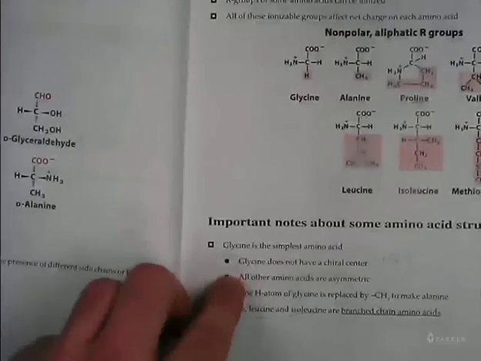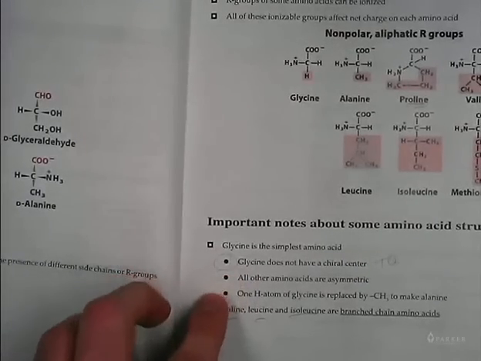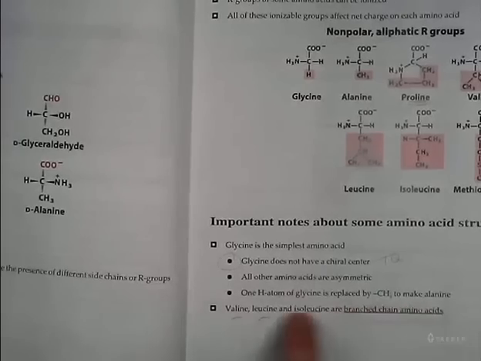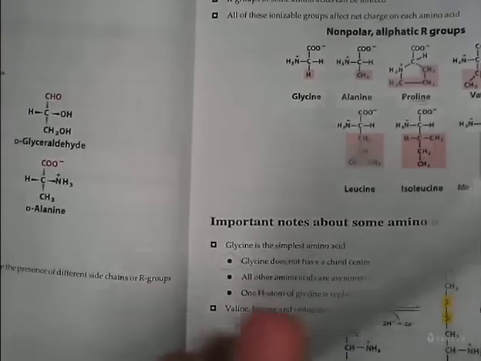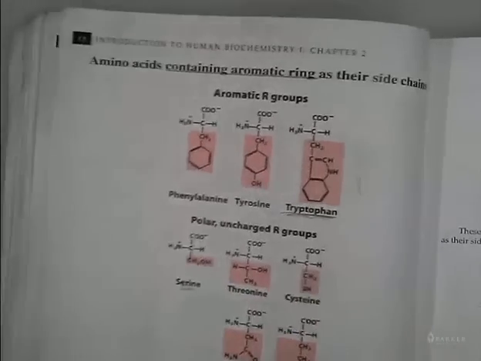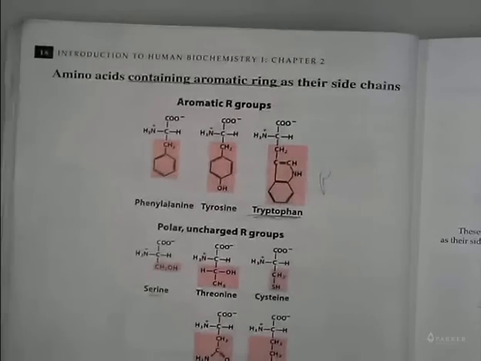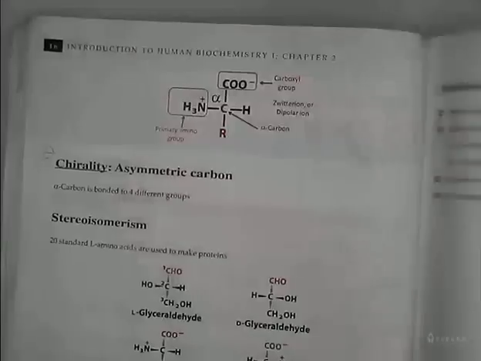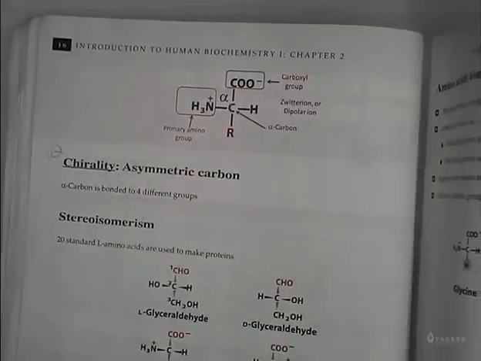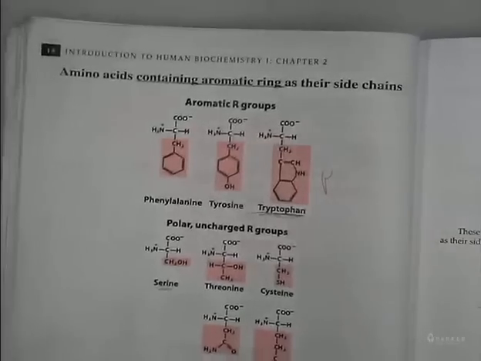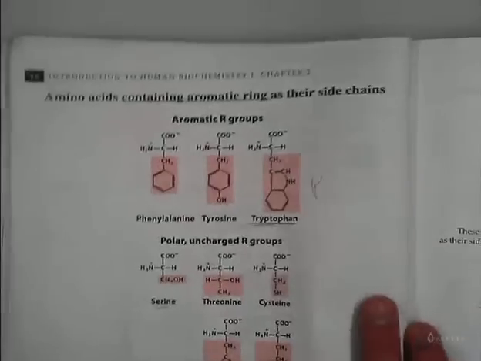So down here, glycine, no chiral center. It's got 2 hydrogens. All the other ones are chiral. You can methylate glycine to make alanine. Those are our branch chains. Good. Our aromatics, so these are the ones that were on our palms. What is aliphatic? It's just like a straight line. I think so. I think that's what it means. I forgot. That's what my gut says.